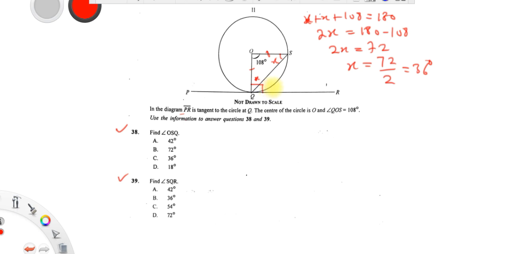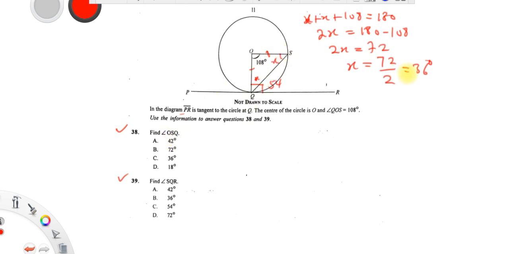You have finished. How many seconds? So you have this one to this one, which means 90 minus 36. What do we get? 54. So this angle is 54, and this one is 36. So the question is angle OSQ.